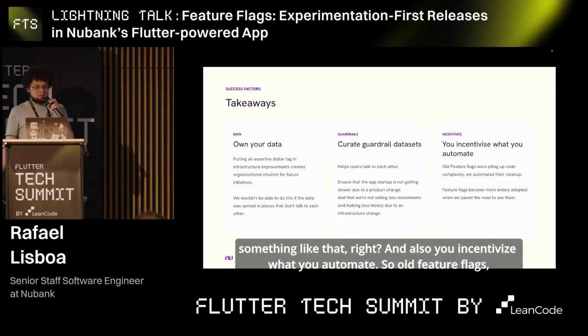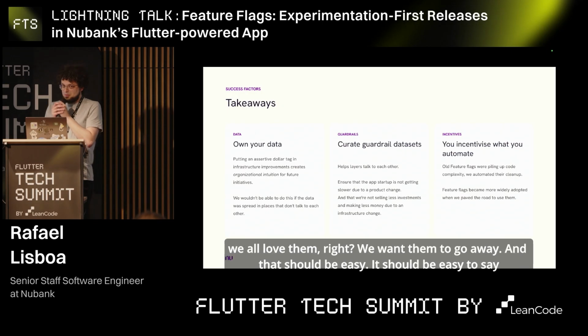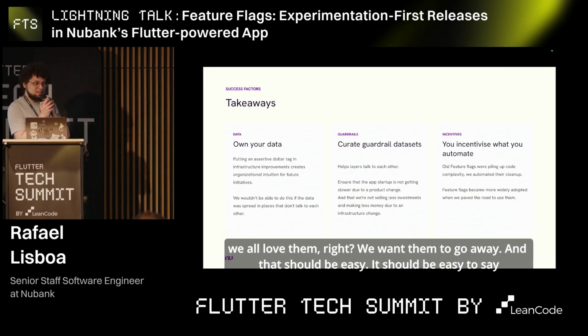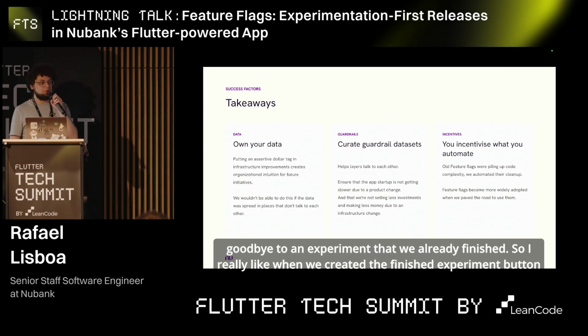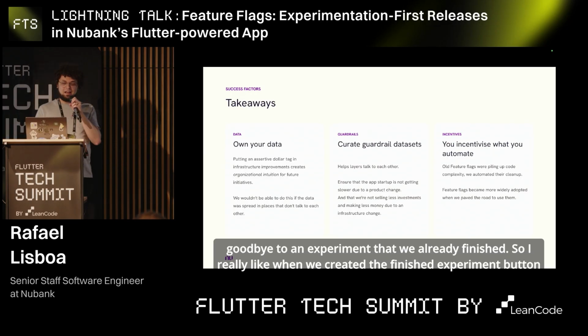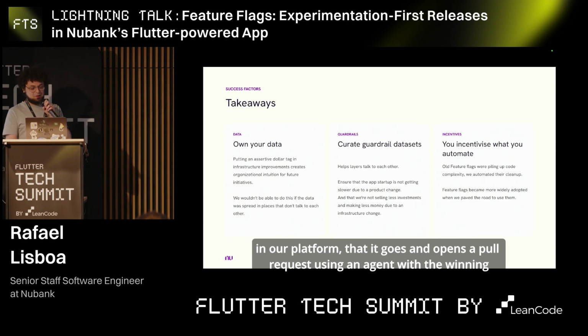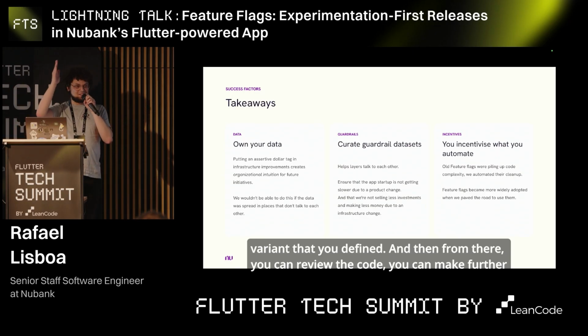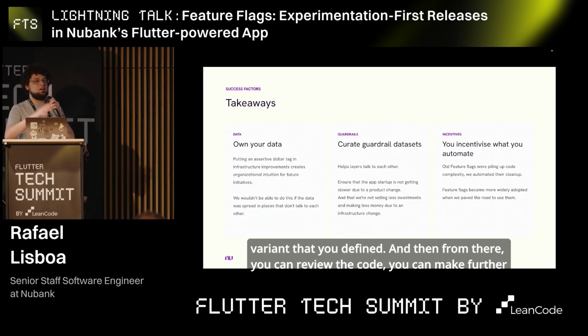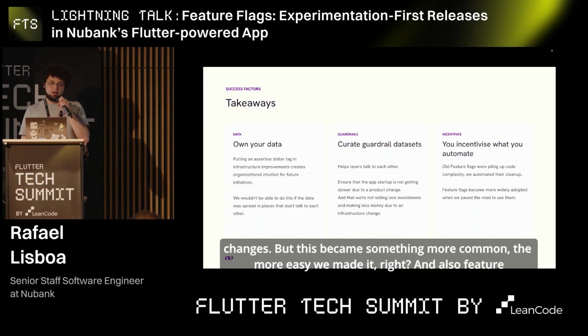And also you incentivize what you automate. So old feature flags, we all love them, right? We want them to go away. And that should be easy. It should be easy to say goodbye to an experiment that we already finished. So I really like that we created the finish experiment button in our platform, that it goes and opens a pull request using an agent with the winning variant that you defined. And then from there you can review the code, you can make further changes. But this became something more common the more easy we made it, right?